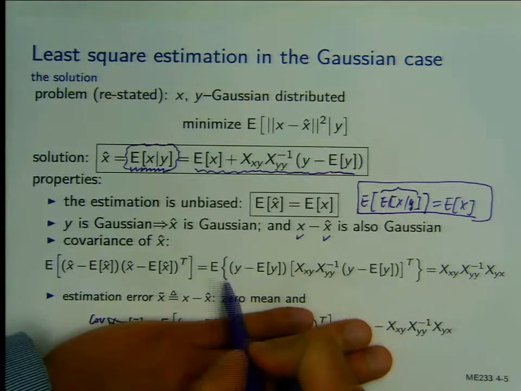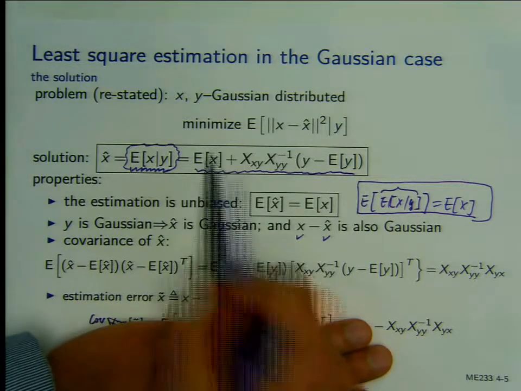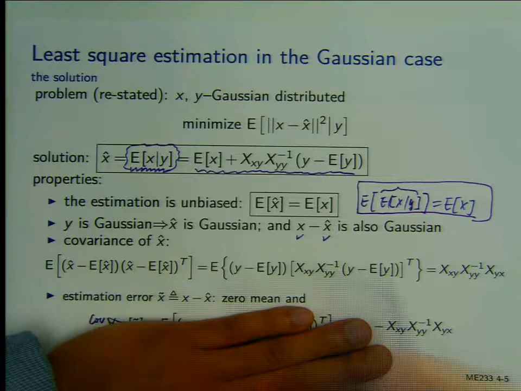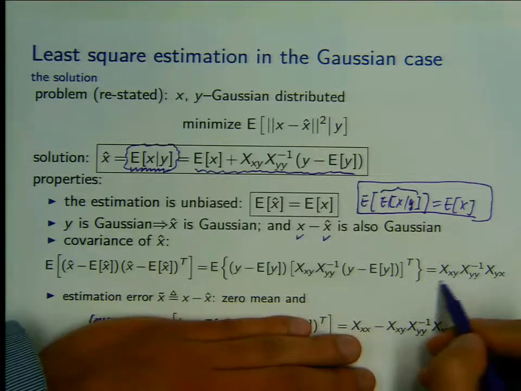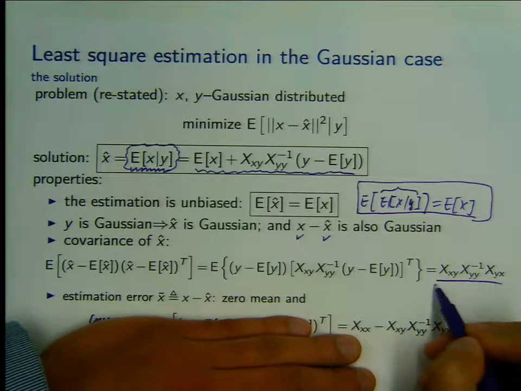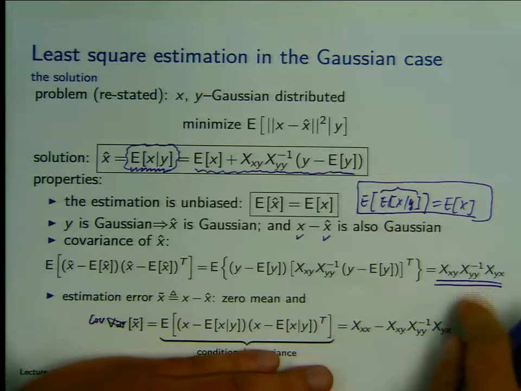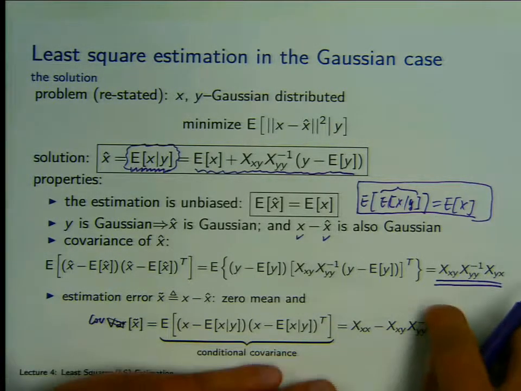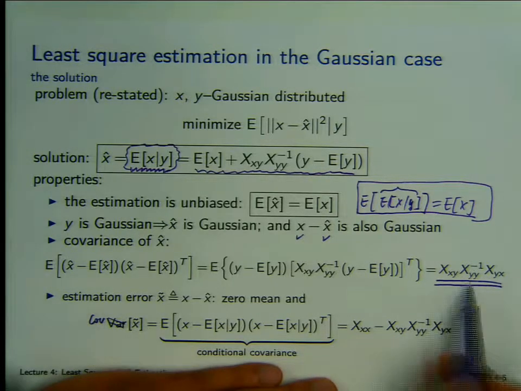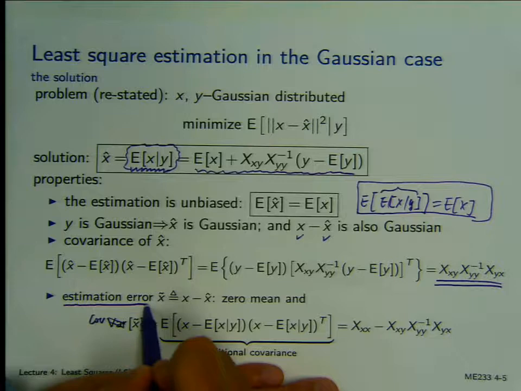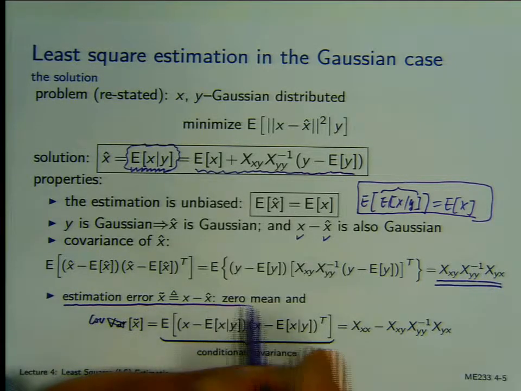You can write it out. X hat, plug this inside here. You can write it out. And then in the end, you're going to get this. Covariance of x hat equals this. This is just by pure definition. Because of this, this is the most important message for this slide.